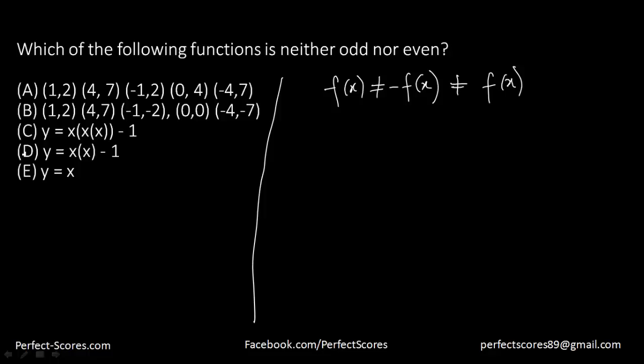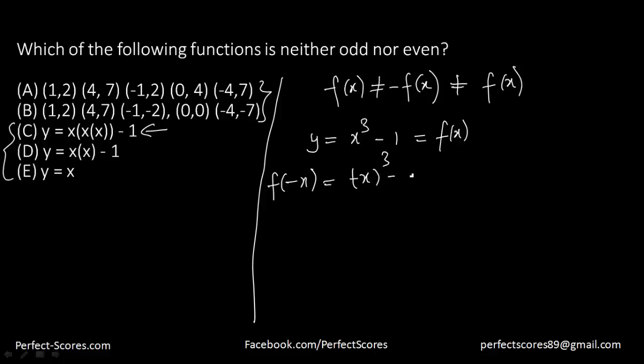I'm going to start from these three answer options because I don't really want to get into these three. So I'm going to start with, let's say, answer option C first. So y is equal to x cubed minus 1. If I replace x with negative x, this is f of x. So what is going to be f of negative x? f of negative x is going to be equal to negative x cubed minus 1.